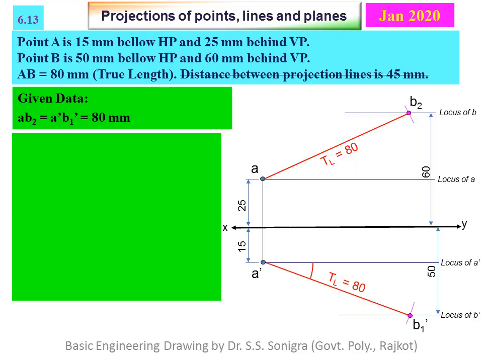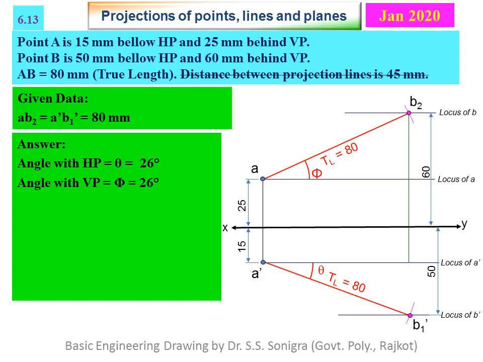Then measure the angle of this true length with XY line, that is called theta. So measure this angle and write the answer like this: angle with HP, theta, is equal to 26 degree, and measure this other angle, that is phi. Angle with VP, phi, is also 26 degree. Particularly in this problem, both values theta and phi are same, but always it is not true. Only in this case both values are same.